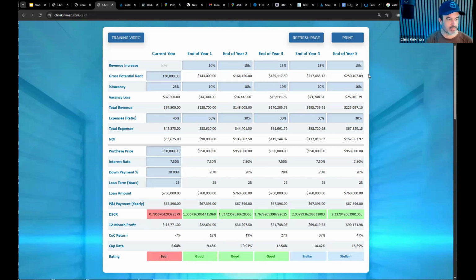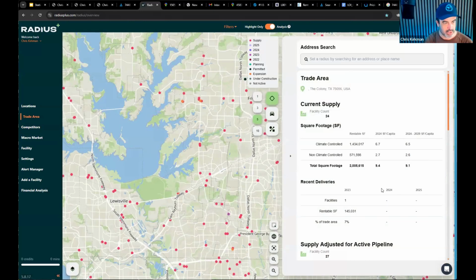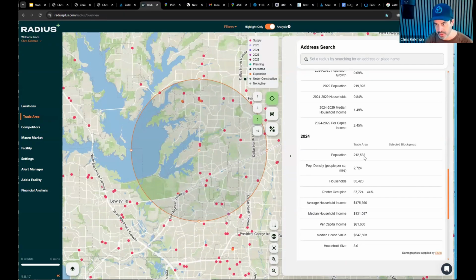So different things like that help you do that. Pop it open, Radius Plus. Of course, you're going to compare apples to apples on the different unit prices, all that stuff. Of course, you're going to look at the trade area, find out what the square footage per capita is, find out what the population is, all that stuff.